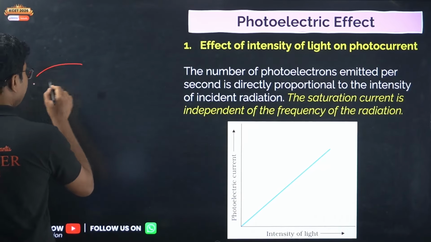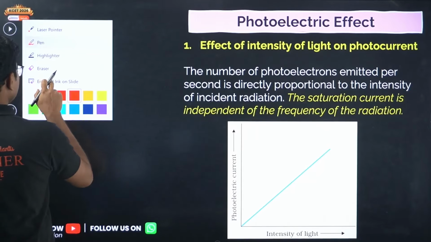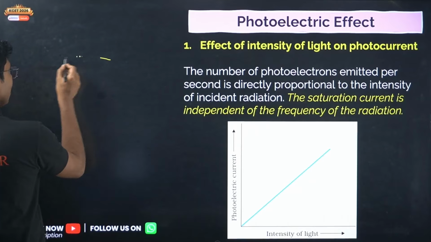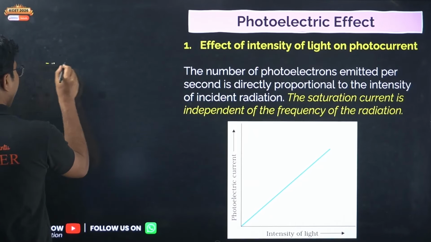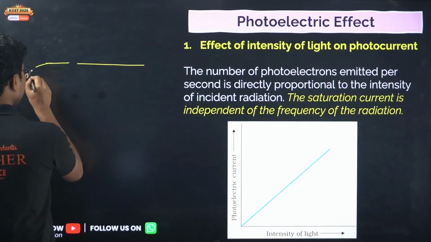There is a glass tube. Let me switch the color. So they had a glass tube like this.